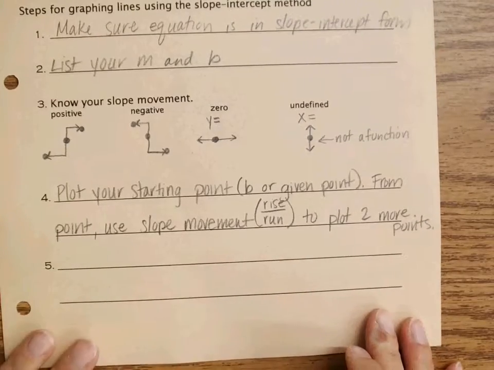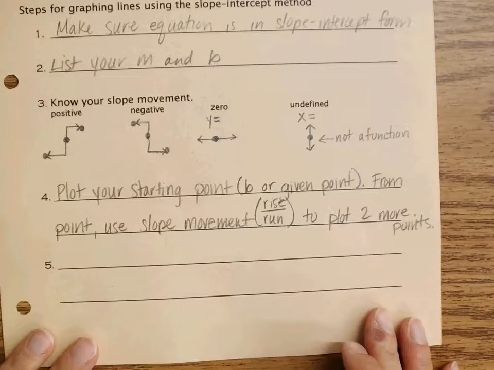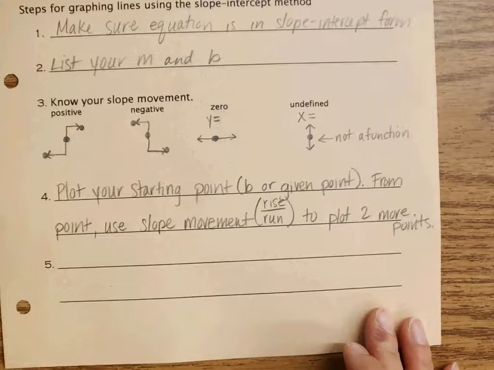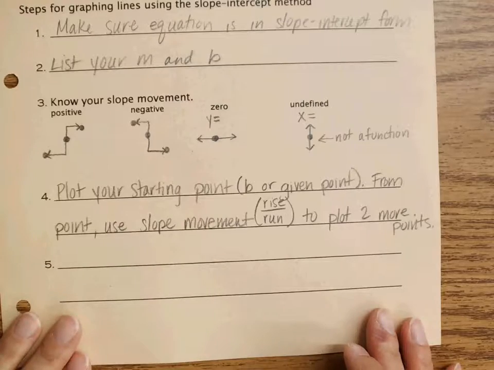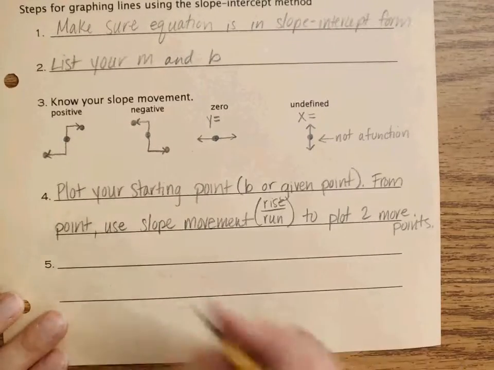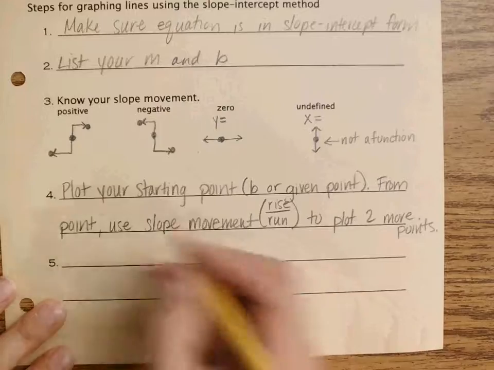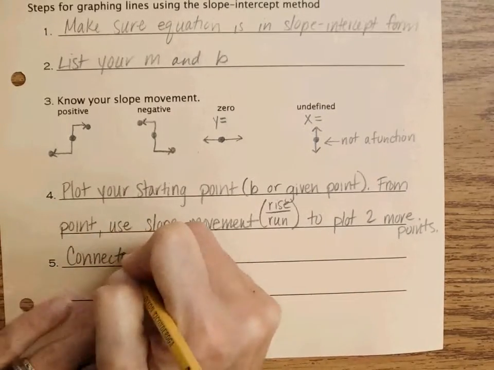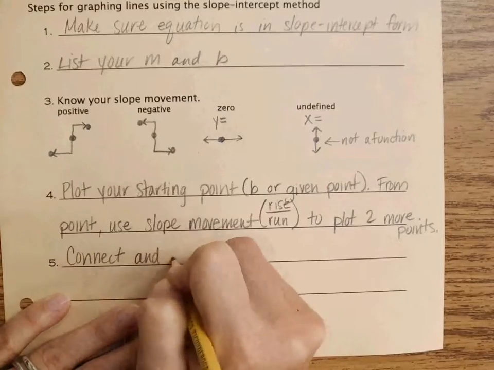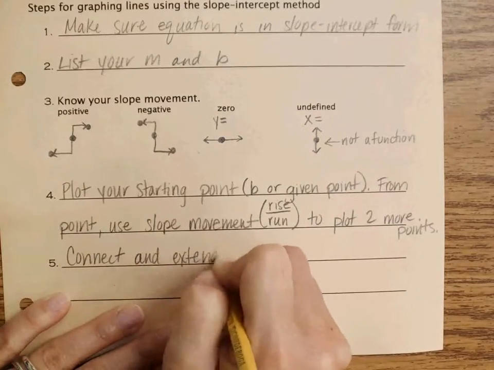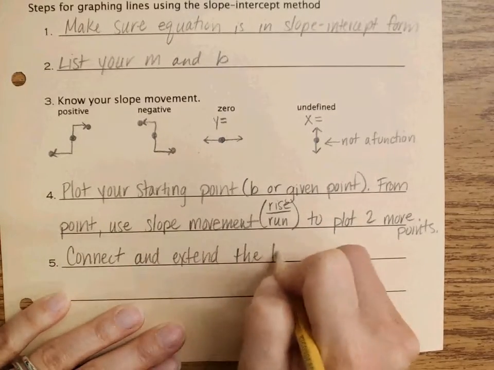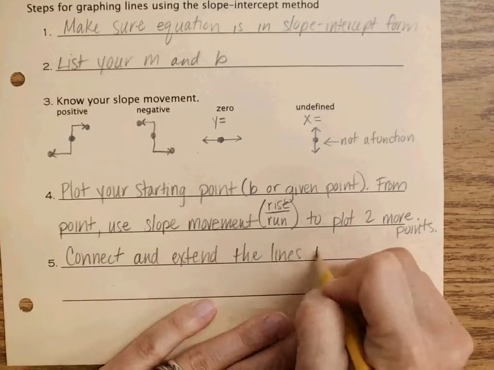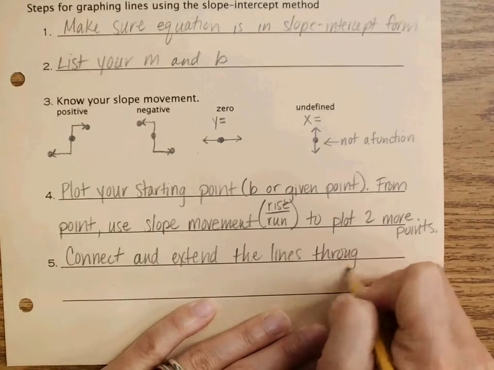So I would like a total of 3 points, and then you would connect your dots. Sometimes the points are too far apart and you can only do 2, okay, but again, I'd like at least 3 if possible. So again, once you plot those points, you're going to connect the dots and extend the line through the coordinate plane.